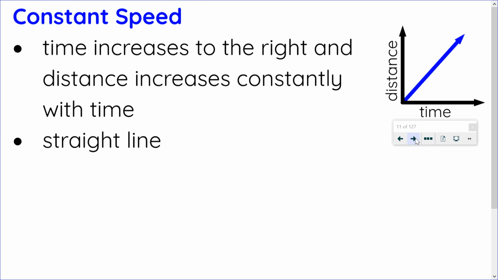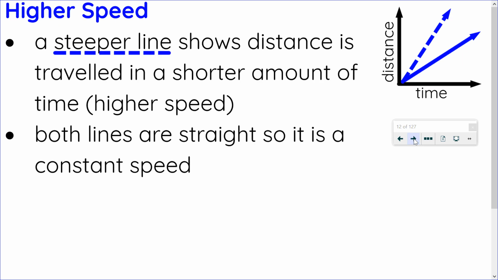Constant speed. If I have time increasing and distance increasing in a line, it is increasing at a constant amount. So as time increases, distance increases, and they are proportional to one another. That's represented with a straight line.